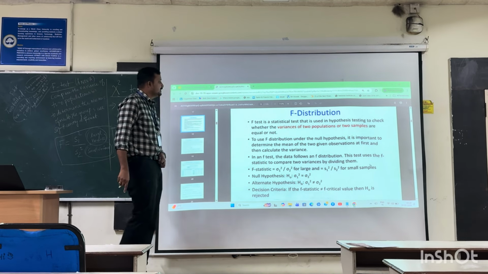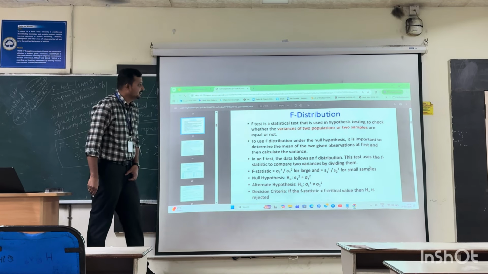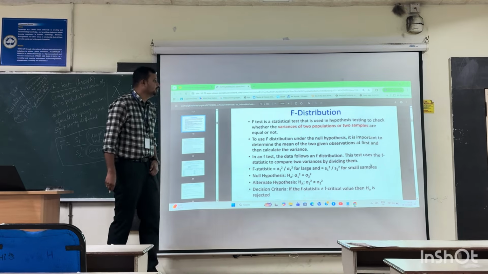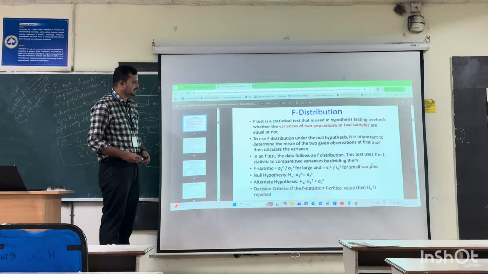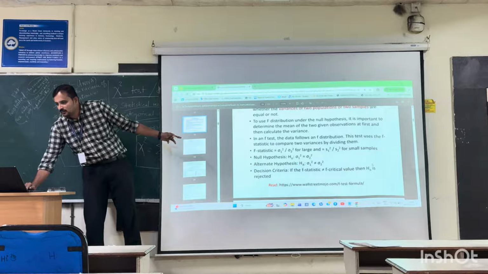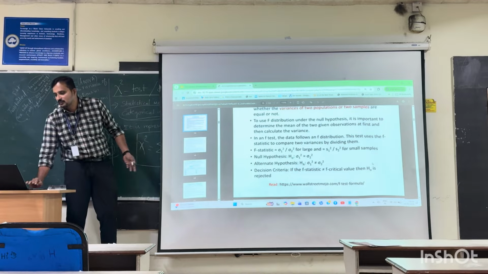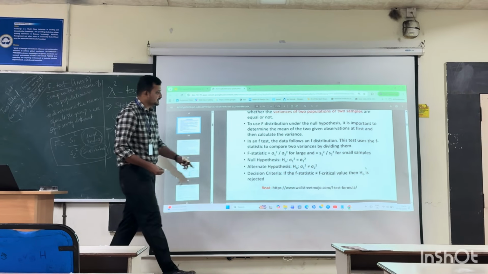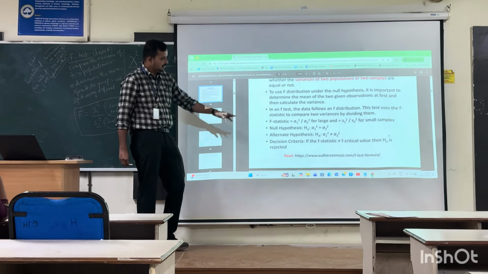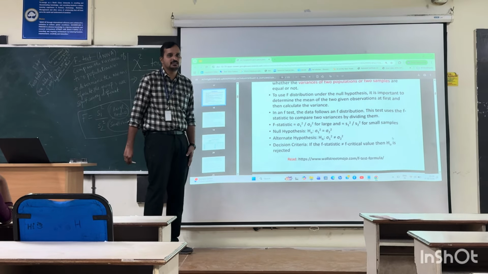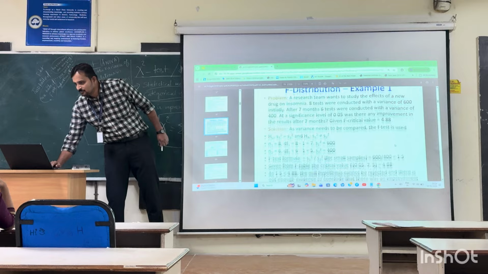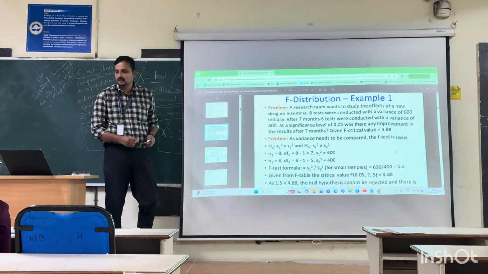Please keep quiet. So the F distribution under the null hypothesis is used to calculate the variance, as I said. Here the null hypothesis is whether they are equal or not equal. The criteria is, if the F statistic is greater than the F critical value, then the null hypothesis is rejected. So this is a condition. You can go for a formula. There is some problem, maybe you can work with that.